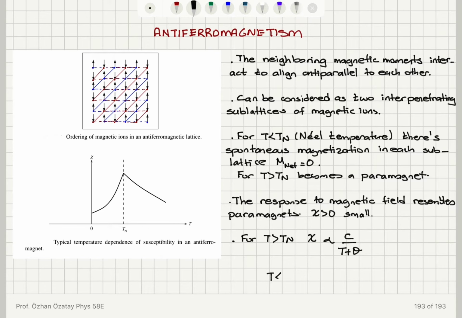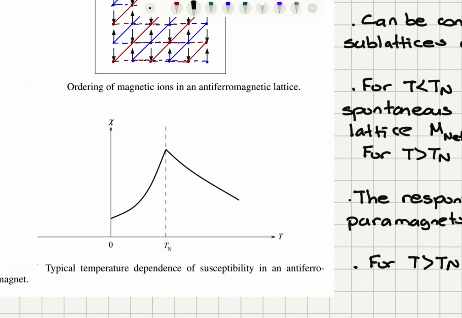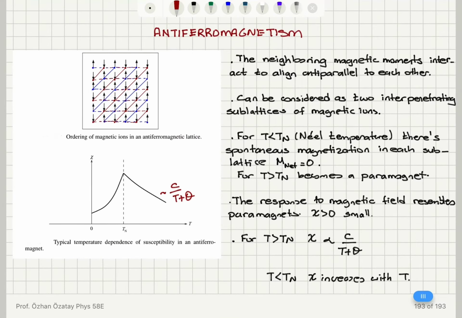For T less than Tn, susceptibility increases with temperature. And as you can see, there is a cusp here at the Néel temperature. So first it increases, it makes a cusp, and then it starts decreasing as C over T plus theta. And the susceptibility for less than Néel temperature we will talk about in more detail.